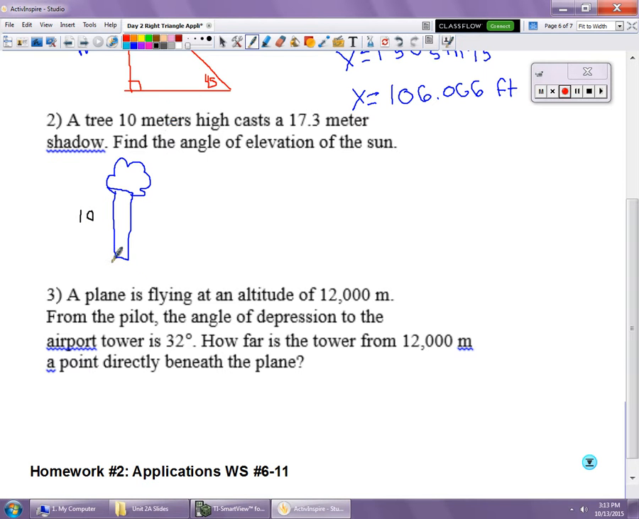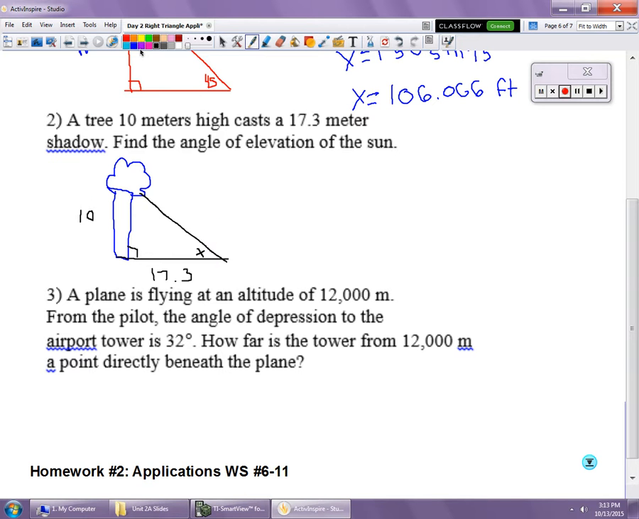It casts a 17.3 meter shadow. Shadow would be on the ground. And we want to find the angle of elevation of the sun. So this is the edge of the shadow looking at the top of the tree. That is your angle of elevation here.